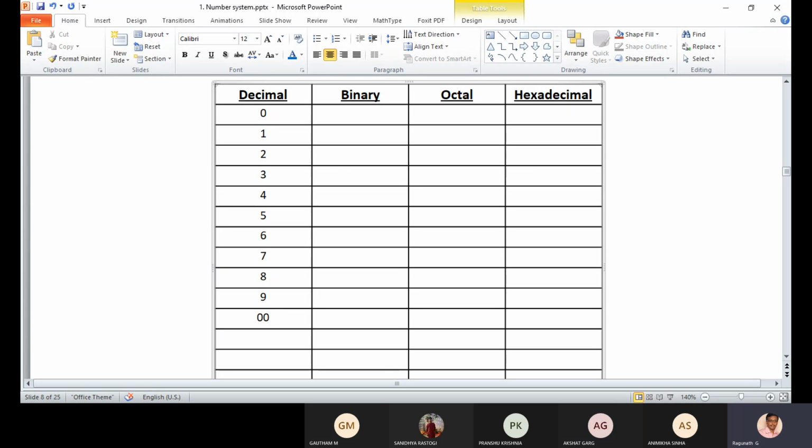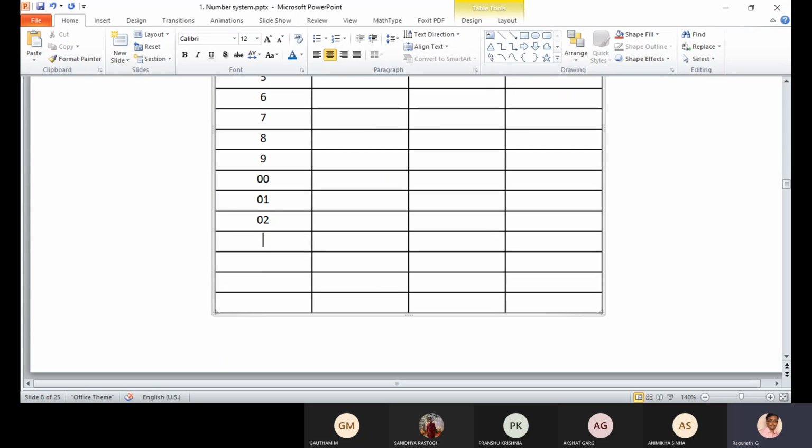Sir, 00. Then we have to write 01, then 02, then 03, then 04. So it goes on like this. Then 09 and 10 should come, no? Am I correct? Yes or no? But why do we take 10? How many of you understood this?